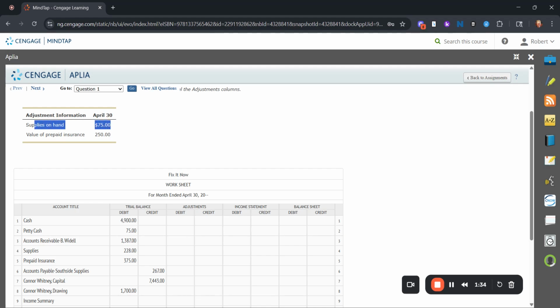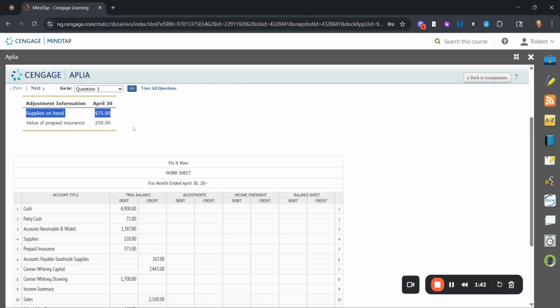So it says supplies on hand, $75. So what that means, so that's April 30th. I can't fill the box in here, let's say. So the box for the balance sheet for supplies at the end of the month should be $75. Right, that's an asset, so that still has value, so that's the debit column. But we need to account for getting from the $228 to the $75.